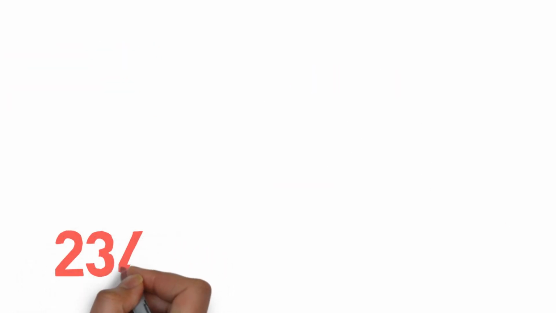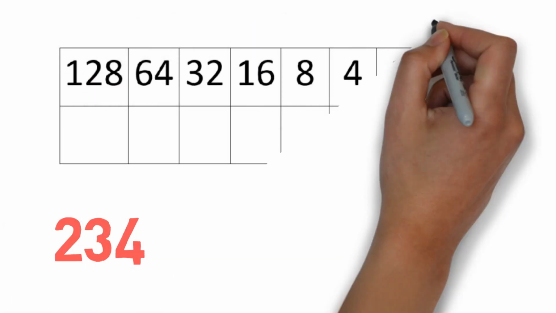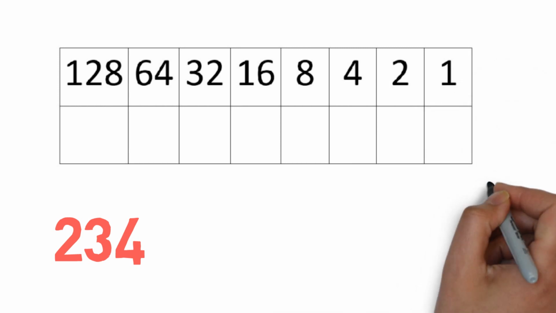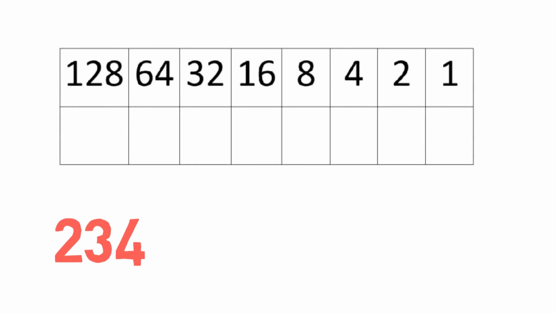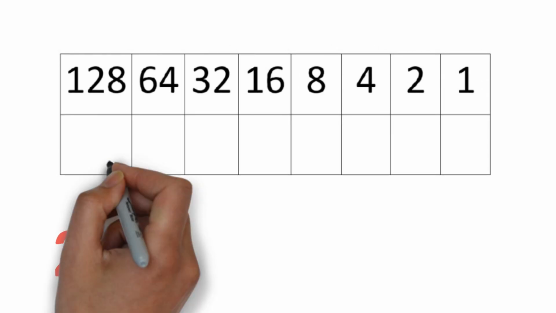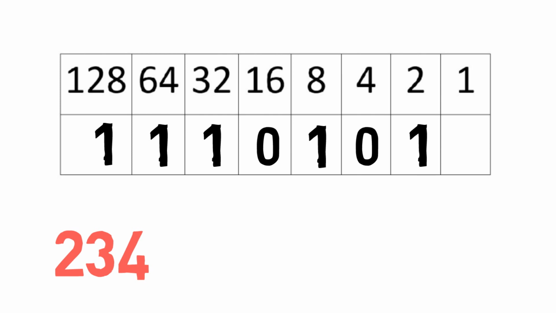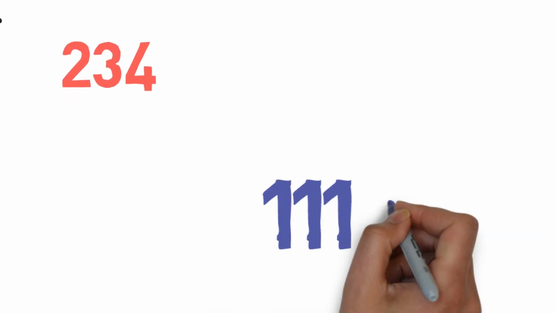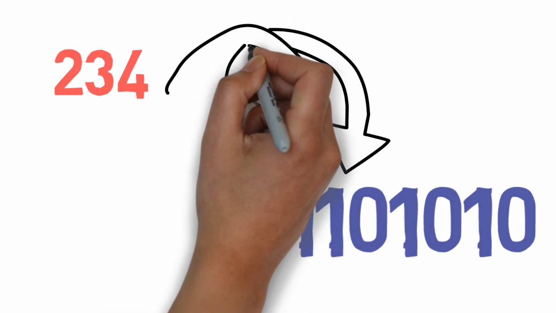Now, let's take the number 234 again. But here in binary, we see that every section is twice the last one. So, in binary, the sections are 1, 2, 4, 8, 16, 32, 64, and 128. So, it gives us 128, 64, 32, no 16, 8, no 4, 2, and 0 ones. So, 11101010 is the binary for 234.